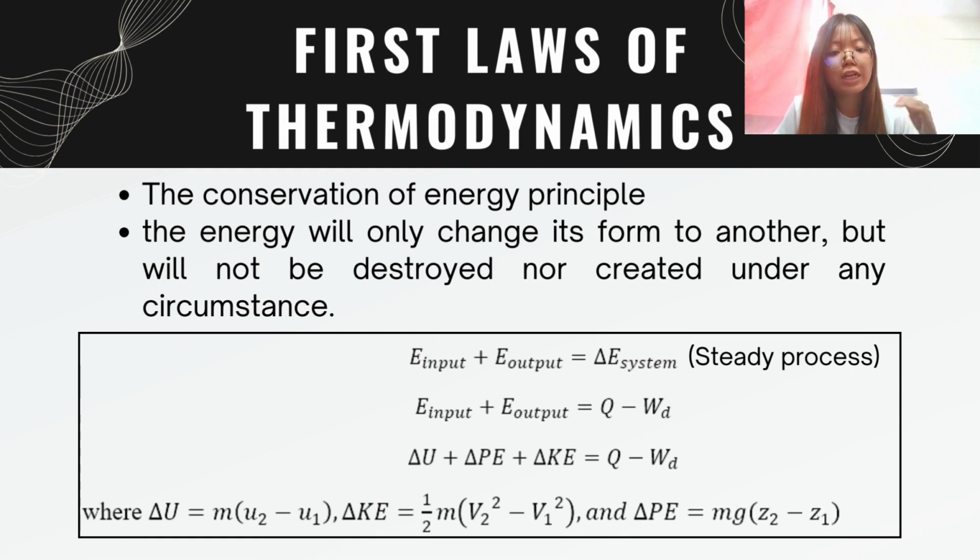So the change of energy in a system is equal to the heat transfer minus the work done. And the change in the total energy of the system is also equal to the total change in three types of energy, which include internal energy, potential energy, and kinetic energy. And the equations to calculate these three energies are listed below.